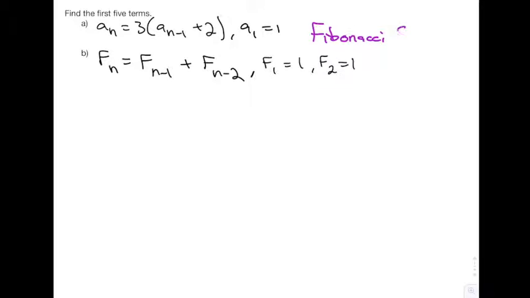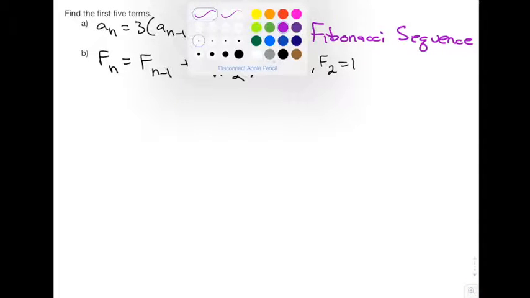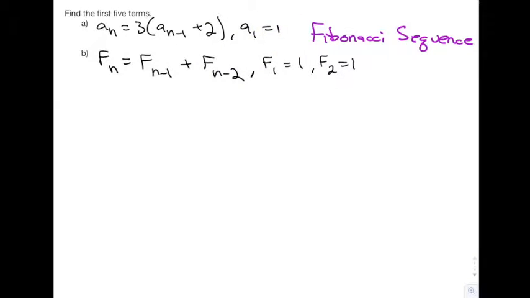Fibonacci sequence. So the Fibonacci sequence is a pretty famous sequence as far as sequences go. This one happens to model a lot of real-world situations. So first, let's go ahead and figure out what our terms are. So we already have f1 equals 1 and f2 equals 1.